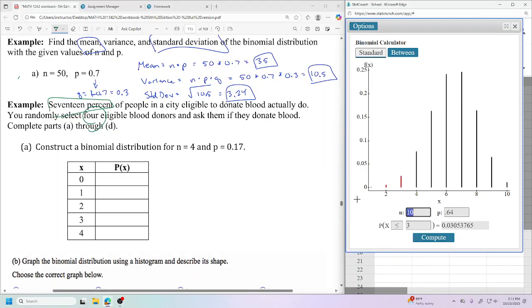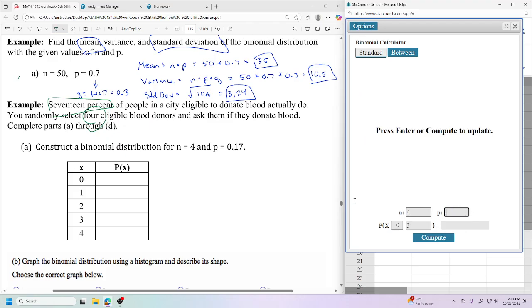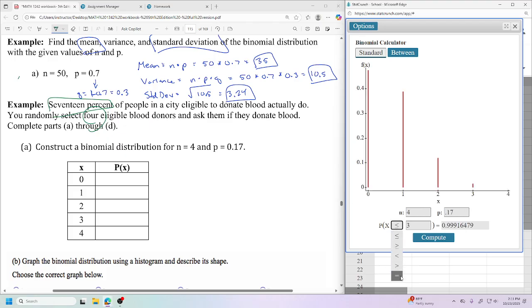Back to StatCrunch. I'm going to say equals, and I start with a 0, because they say start with a 0, we start with a 0. And one by one, just start filling in the table here.